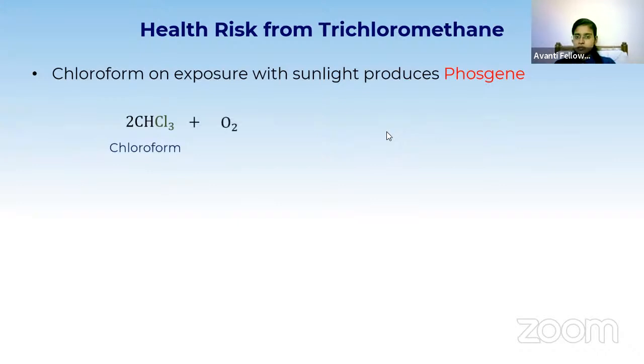CHCl3 is chloroform. In the atmosphere, we have oxygen, right? So O2 will react with it, and in the presence of light, it will produce COCl2 and HCl. COCl2 is called carbonyl chloride, and the other name for this compound is phosgene. This phosgene is a gas.